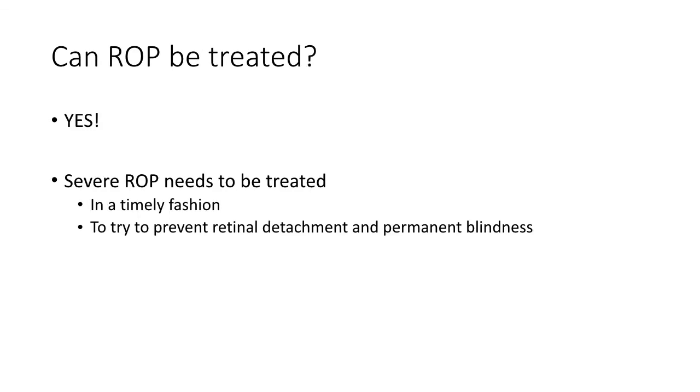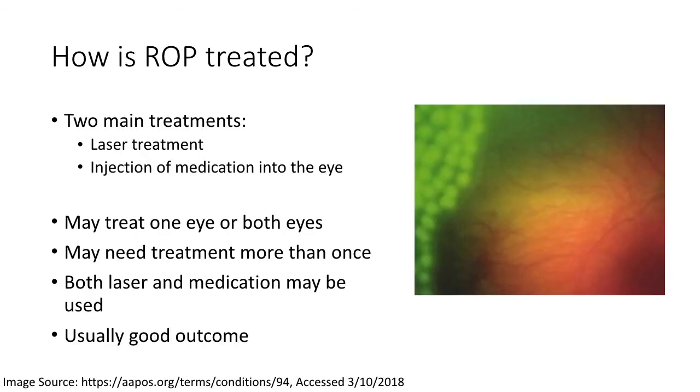The good news is that there are treatments for ROP. If the ROP becomes severe and the potential for retinal detachment and permanent vision loss becomes great, treatment is warranted. It needs to be treated in a timely fashion to reduce the chance of your baby developing a retinal detachment and permanent blindness. There are two main types of treatment for ROP: laser treatment, as shown here in the photo, and injection of medication into the eye.